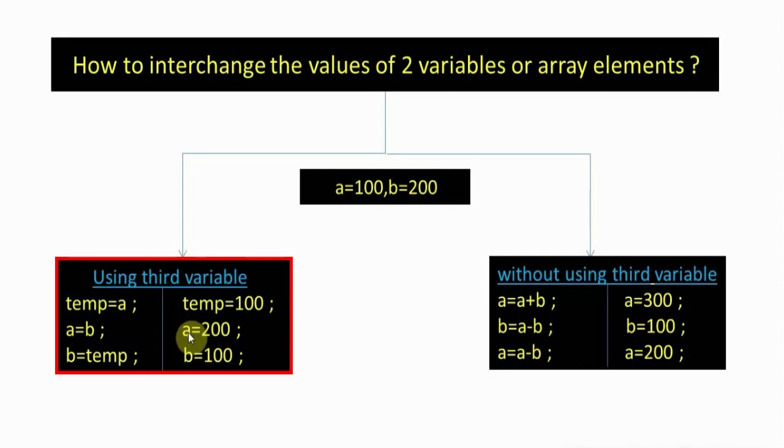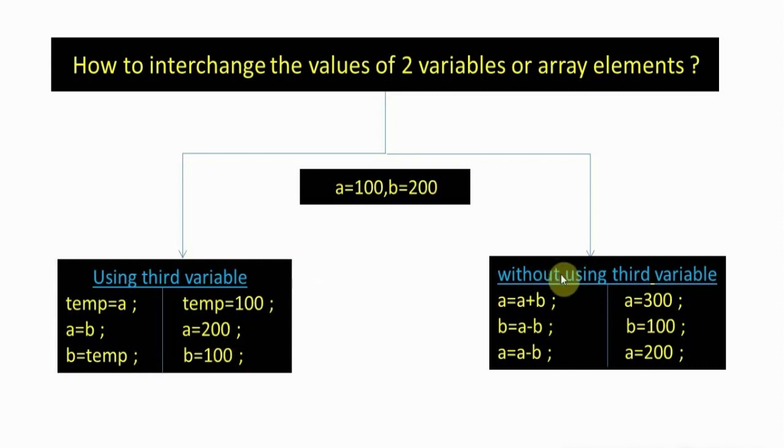So the value of a will become 200. Here it is very obvious that the value of a will be overwritten. Now instead of 100 it will be 200. But we won't be at a loss, because before performing this step we have already preserved the value of a in the third variable, that is temp. Now in the third step we are going to assign the value of temp to b. This is nothing else but assigning the old value of a, that was 100, to b. So the value of temp, 100, will be assigned to b. You can see the values of the variables a and b have been interchanged, they have been swapped.